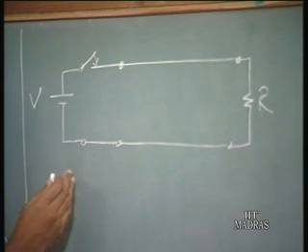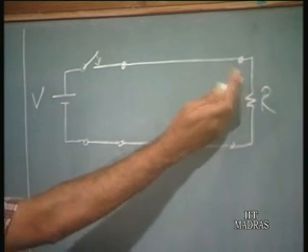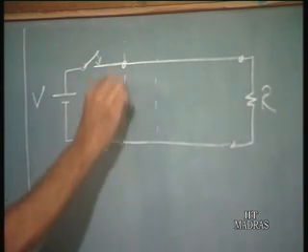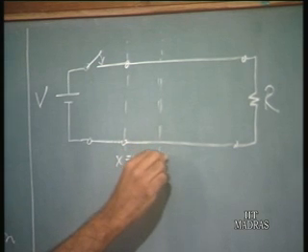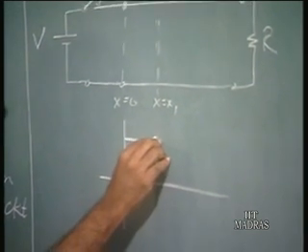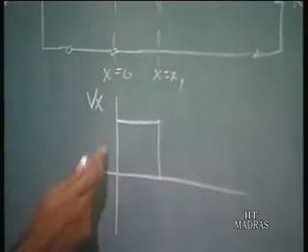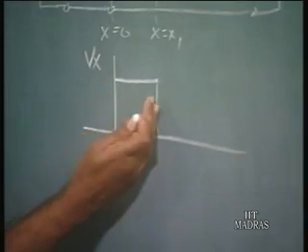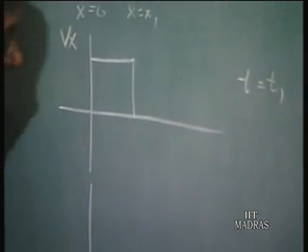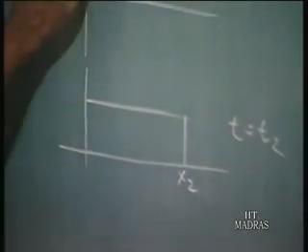When the switch is closed, this voltage waveform is not immediately available at the load end. The voltage front will move with a particular velocity. That is, if you call this point x equal to 0, and this point x equal to x1, then at t equal to t1, if you plot the voltage across this line, this is what you see. That is, the voltage wave front has moved by a distance x1 at time t equal to t1. At time t equal to t2, it may move to the point x2. And this is V.